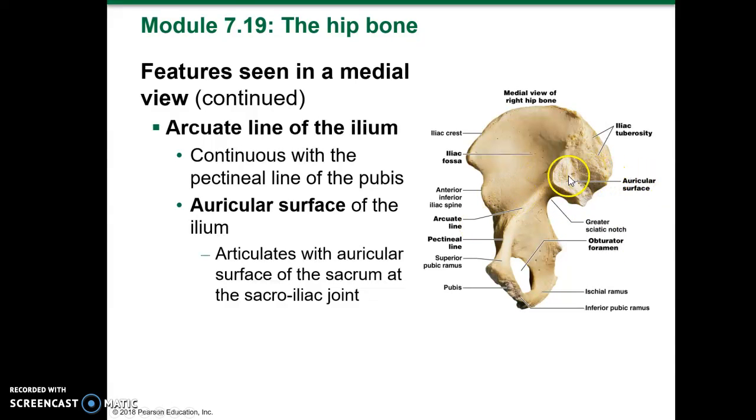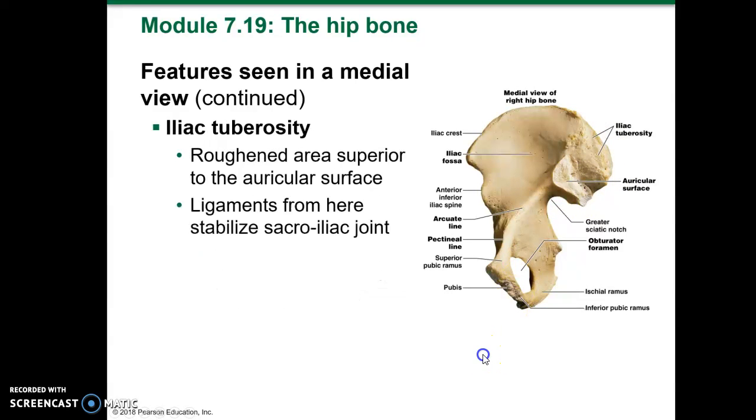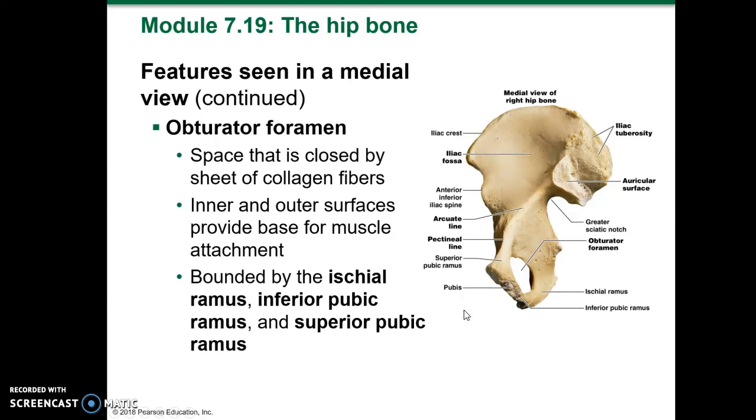And then the auricular surface of the ilium articulates with the auricular surface of the sacrum. So this is where the sacrum joins at the sacroiliac joint. The iliac tuberosity, which is the upper part here, is a roughened area. Ligaments stabilize the sacroiliac joint at that point.